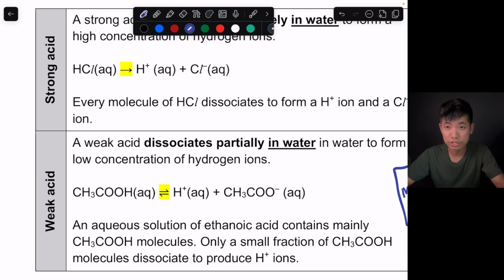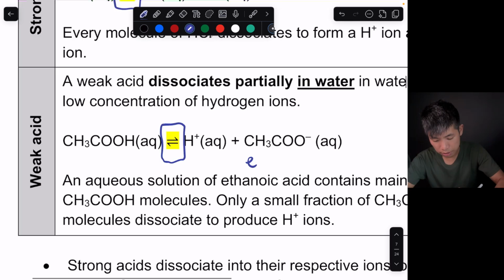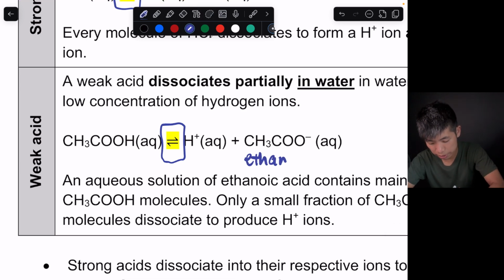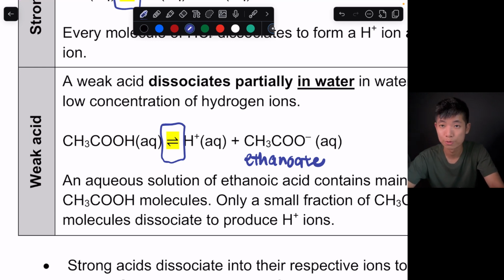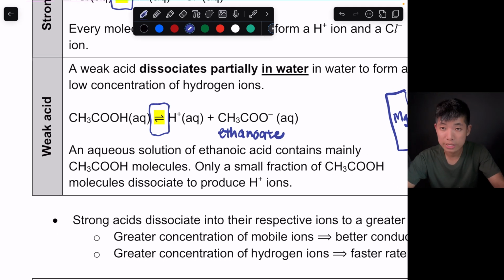I would like to draw your attention to the equation here. A strong acid is denoted by a single-headed arrow, which means that it goes in one direction. A weak acid dissociation equation is denoted by this double-headed arrow. When ethanoic acid undergoes dissociation, you actually form the ethanoate ion. We will learn about this in the chapter of organic chemistry, but here's just one example for you to be familiar with first. You may notice that the ethanoic acid molecule has so many hydrogens, right? But only one of them undergoes dissociation.